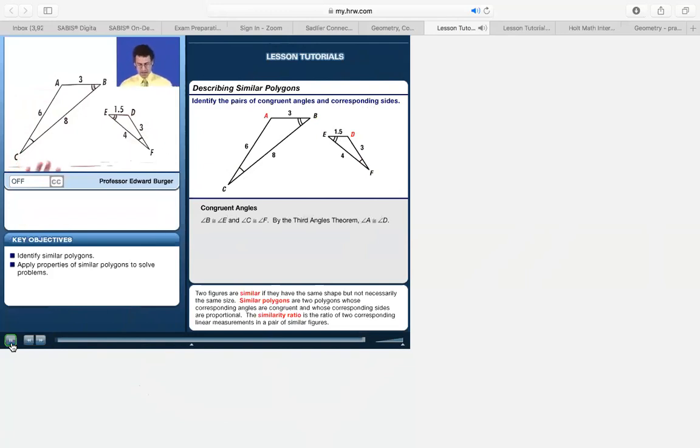Neat. Okay, now that we know that they're similar and we identified the congruent angles, let's take a look at the ratio of corresponding sides. See what that looks like.